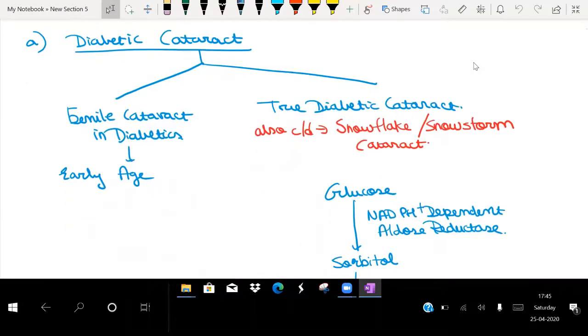So the first type is the diabetic cataract. In diabetic cataract, we can have senile cataract in diabetics, which is actually considered pre-senile because it is the development of a senile type of cataract at an early age. And the second is a true diabetic cataract. It is also called a snowflake or snowstorm cataract.